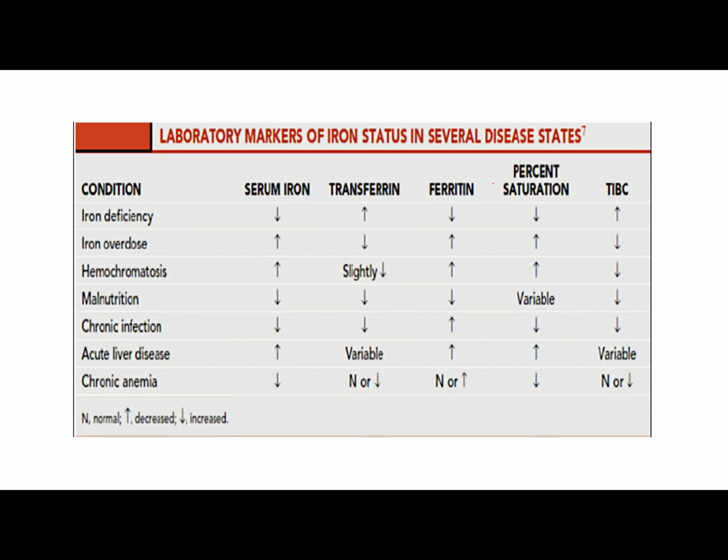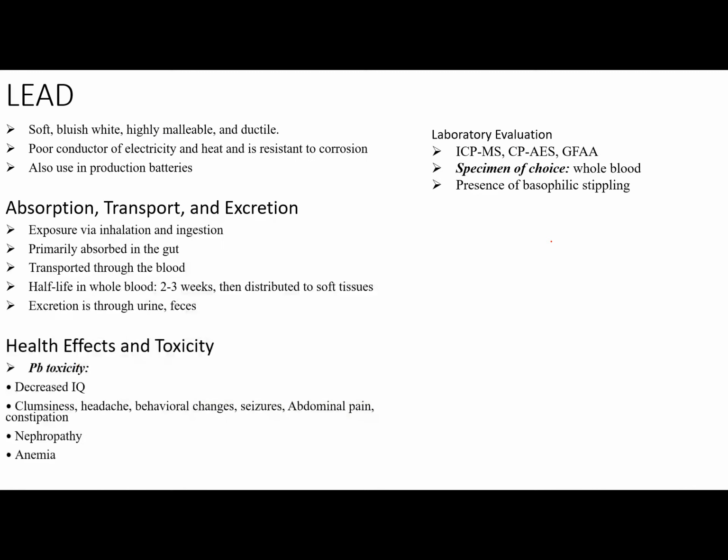Now, these are the lab markers of iron status in several disease states. For every condition, we have the four markers that you need to take note of. If you're suffering from iron deficiency, you would have decreased serum iron, increased transferrin, decreased ferritin, decreased percent saturation, and increased TIBC. So do memorize this table, as this will come out in your quiz and even in the exam.